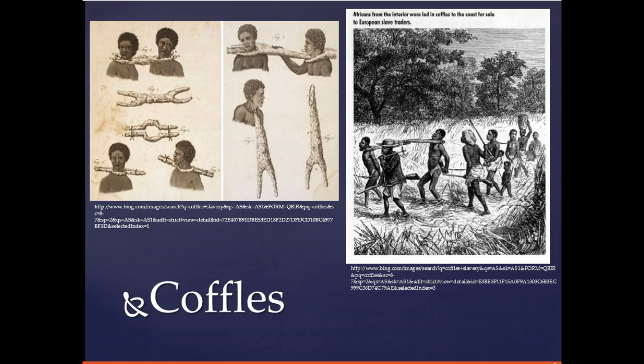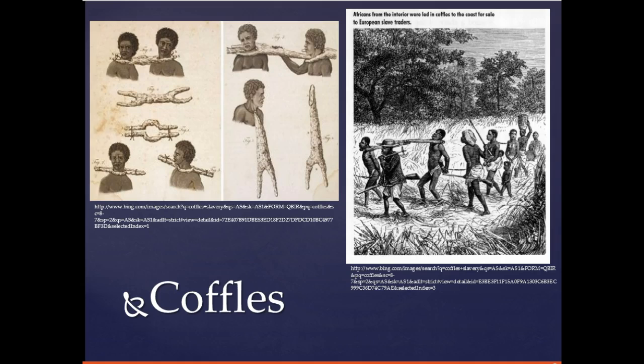Before the slaves arrived in America, they were taken from their homes in Africa, and oftentimes when they were rounded up along the west coast of Africa, they were put into these neck braces called coffles, and they would be marched from their homes inland in West Africa to the west coast, where they would be loaded up into ships to be taken across the ocean to America. You can see from both of these pictures what these coffles often looked like.